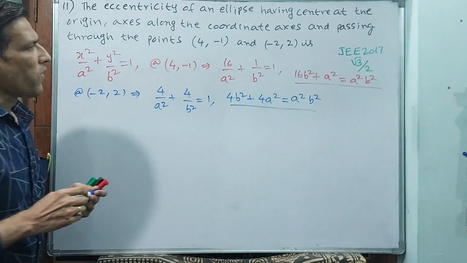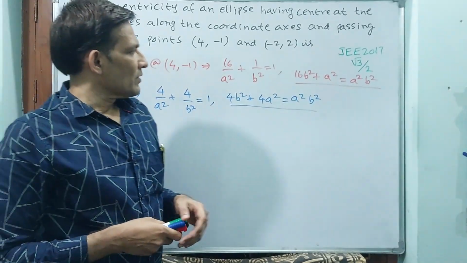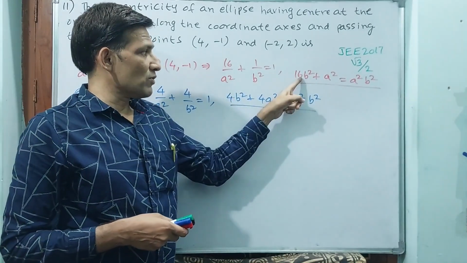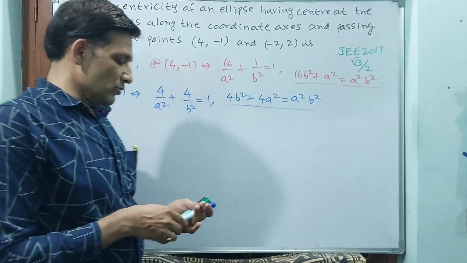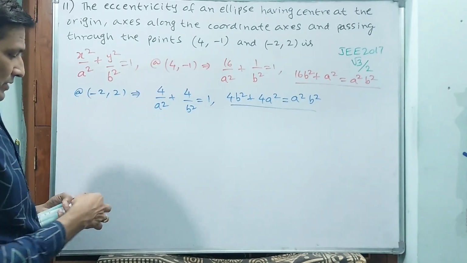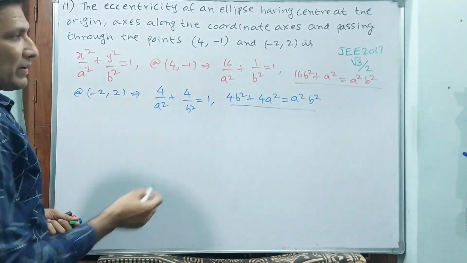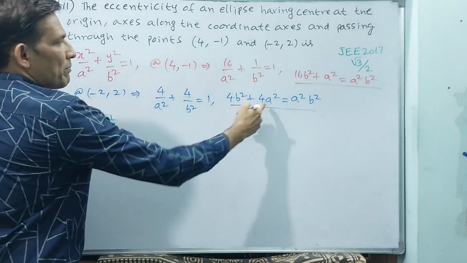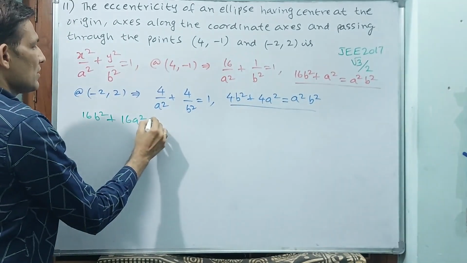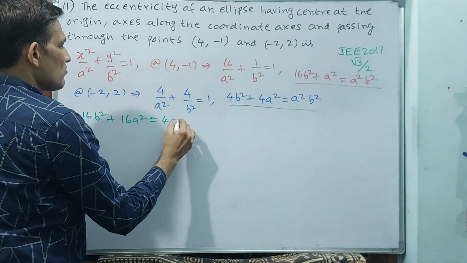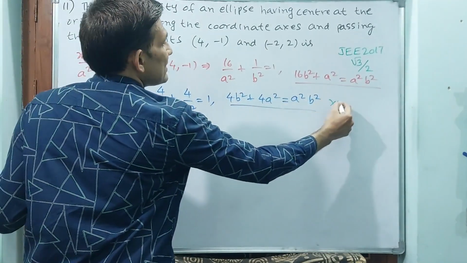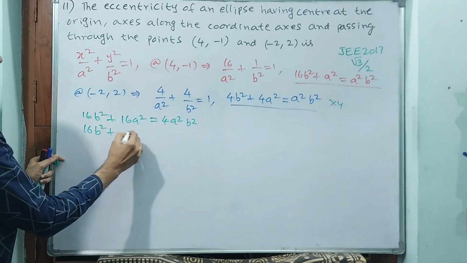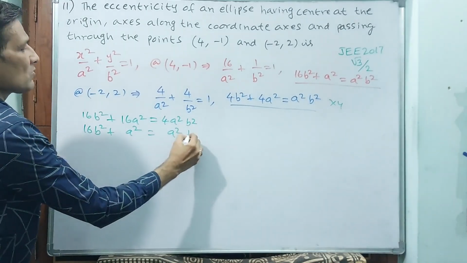See here, we will multiply this with 4. Okay, the 16b square is going to get cancelled out. Okay, let us do it. If I multiply the second equation with 4, what will happen? 16b square plus 16a square is equal to 4a square b square. Okay, with 4 I have multiplied. Now this equation, directly write, 16b square plus a square is equal to a square b square.